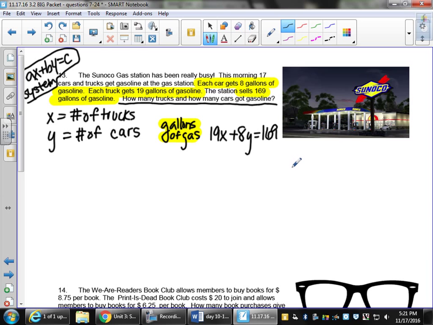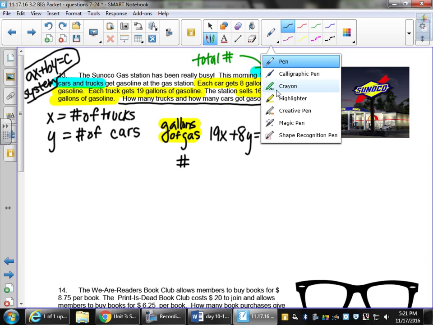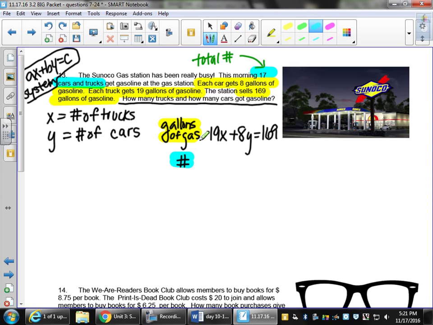What's highlighted is now off limits. We've used it. What else do we know? 17 cars and trucks. That is a total number. So I know that I will have a second equation about number. The number of trucks, x, plus the number of cars, y, equals a total number of vehicles, 17.